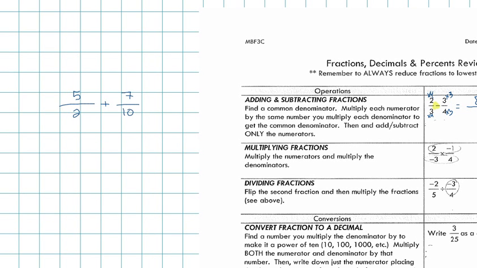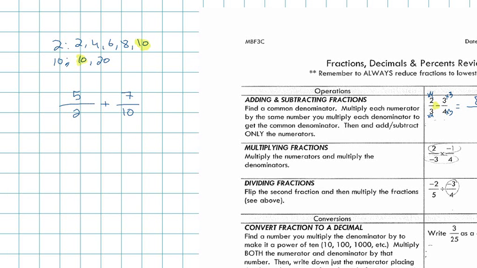How can you add these two fractions? What would be your lowest common denominator? 10, right? Because if I count the multiples of 2: 2, 4, 6, 8, 10, 12, right? The multiples of 10 are 10, 20, right? So you can see that 10 is a common multiple.